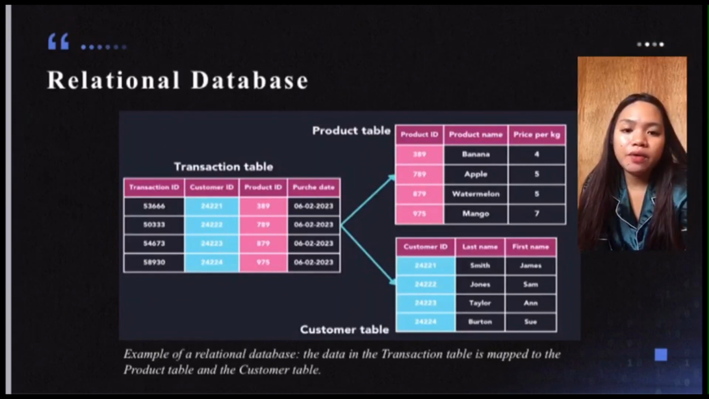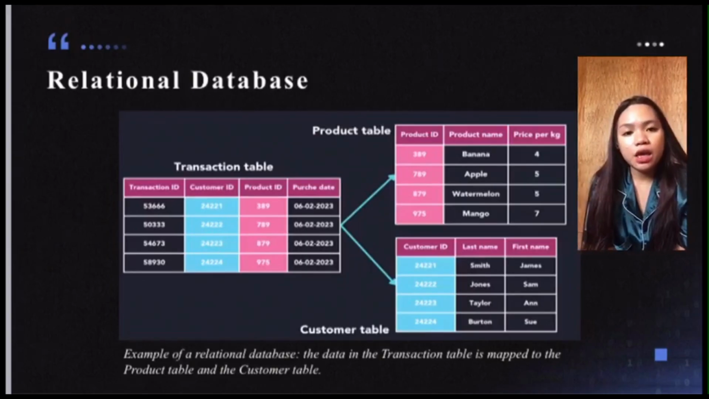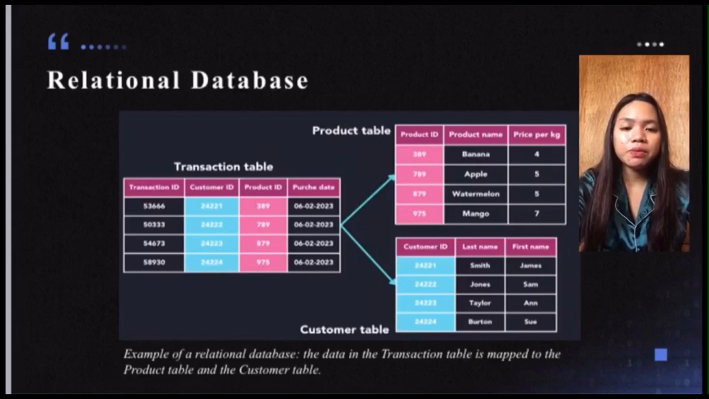Next, we have the product table. This table lists all the products available in the shop. It includes the product ID, product name, and price per kilogram. And then finally, we have the customer table. This table stores information about the customers. It includes the customer ID, last name, and first name. The power of a relational database comes from the relationships between these tables. The transaction table uses customer ID and product ID to link each transaction to the specific customer and product involved.